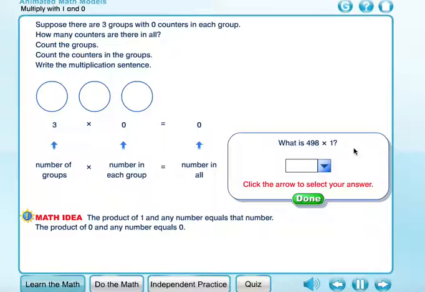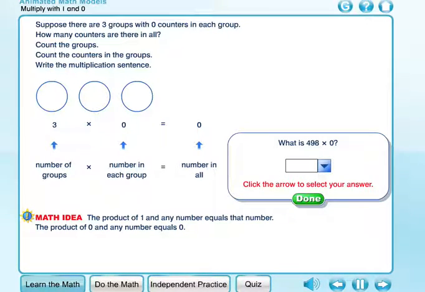All right, guys. Click the arrow to select your answer. Let's talk about it first. Any number times 1 is the other number. So the other number is 498. So guess what our answer is? 498, exactly. That's the identity property. That's right. The correct answer is 498.